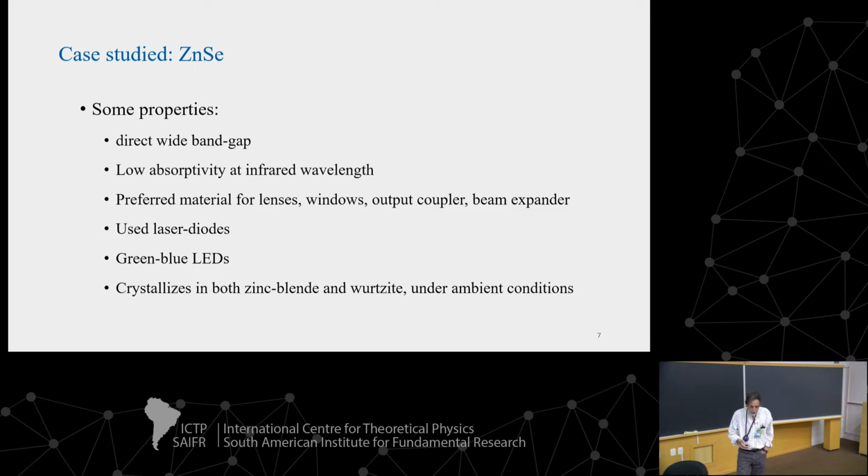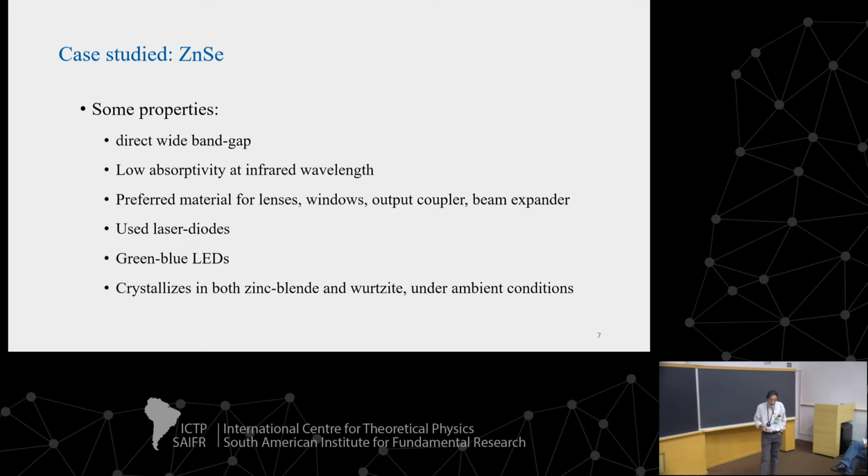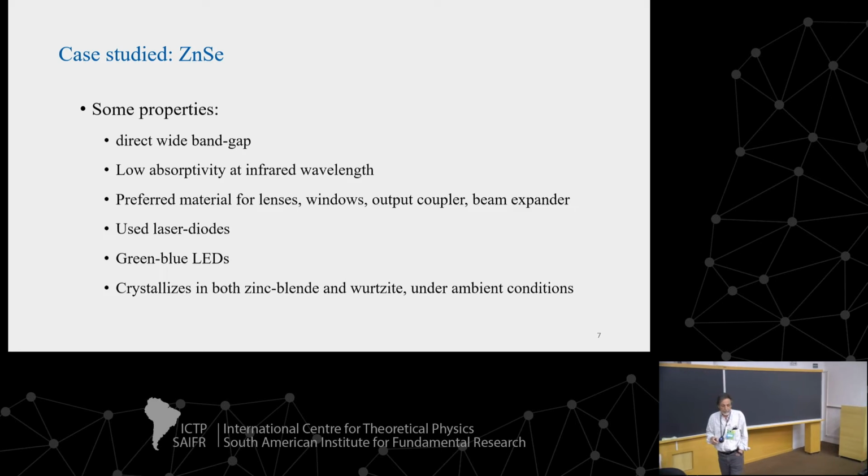We decided to study zinc selenide. It has several very interesting properties. It's a semiconductor with a direct wide band gap and low absorptivity. It's used in lenses, windows, and laser diodes, and it can crystallize in two phases, zinc blende and wurtzite, under ambient conditions. Zinc blende is more stable than wurtzite.